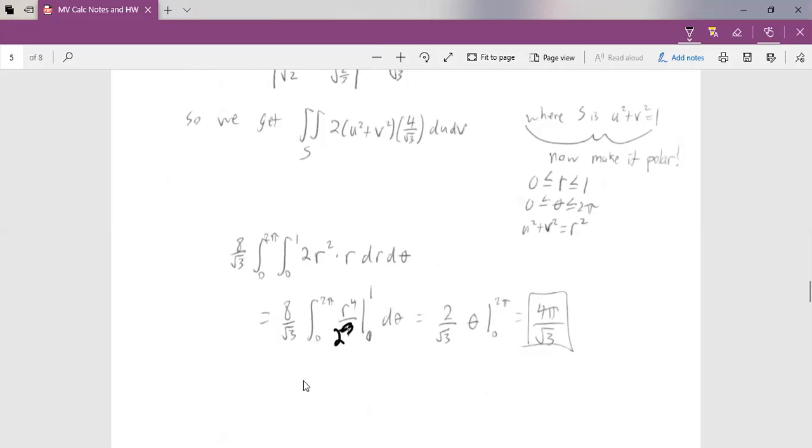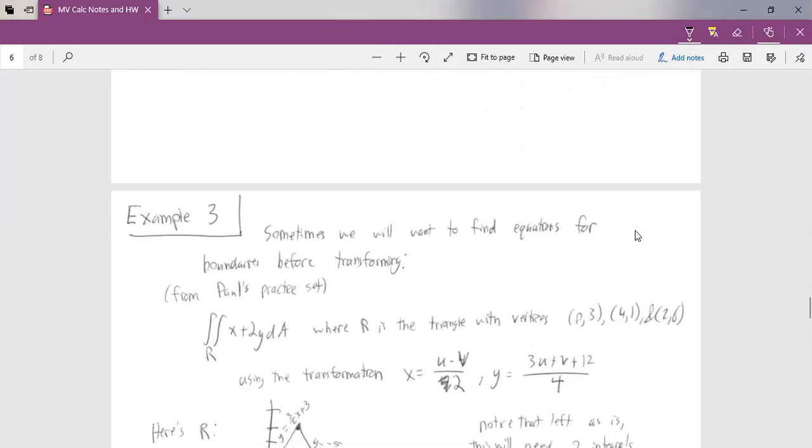And then from here we say, all right, great, we got that done, and now we get 4 over root 3 times theta, evaluated from 0 to 2 pi, which is going to be 8 pi over root 3, rather than 4 pi over root 3. And that's it. That's all we need to do. So we'll look at one more here.